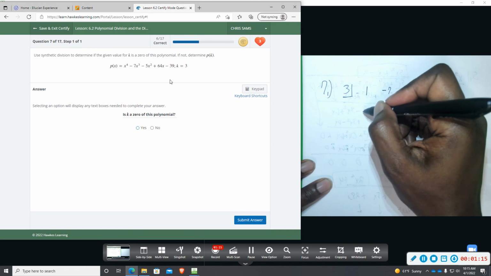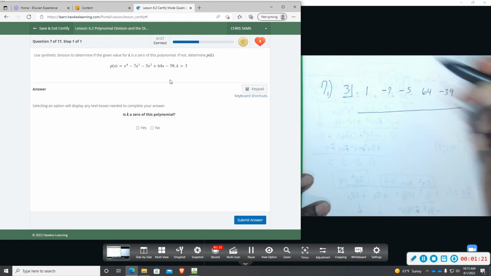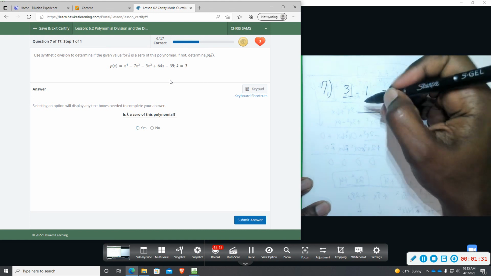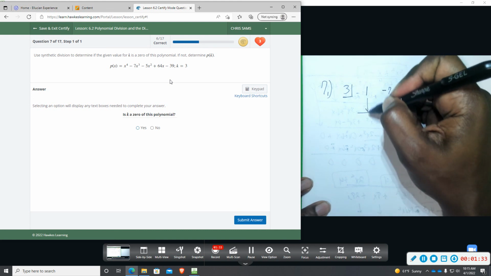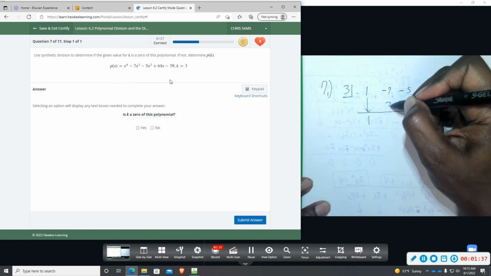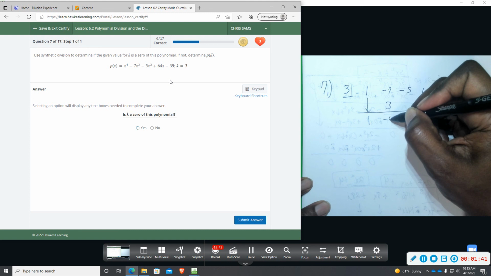Okay, so I'm going to draw my line. Now, the way that we determine if 3 is a 0 is that at the very end, our remainder, the last number we get, should be a 0. So if this number is 0, then that means 3 is a 0 of the polynomial. So you bring the first number straight down. 3 times 1, you get 3. And then you subtract, because different signs, you get a negative 4.